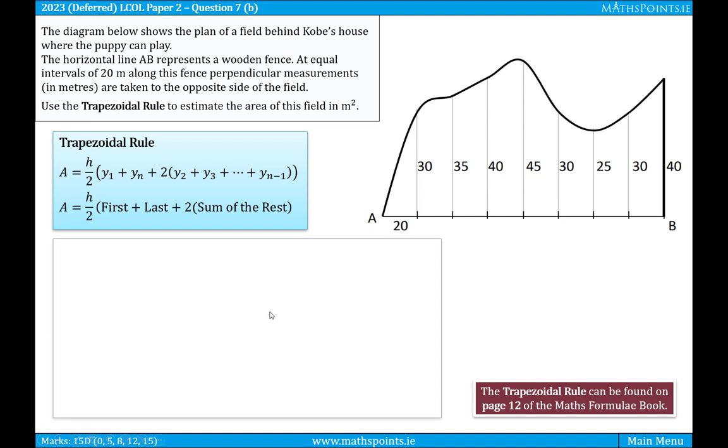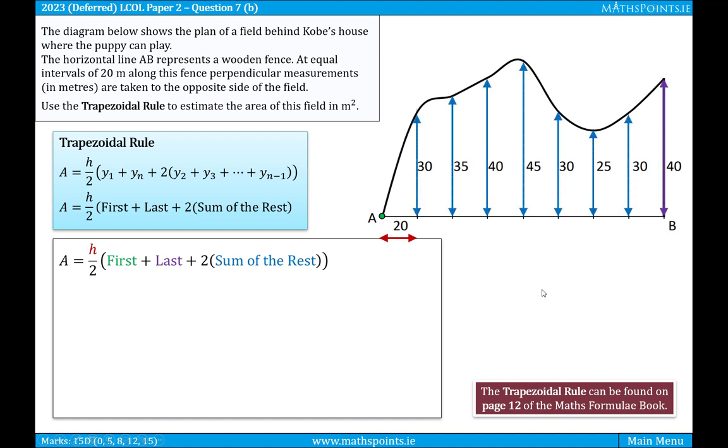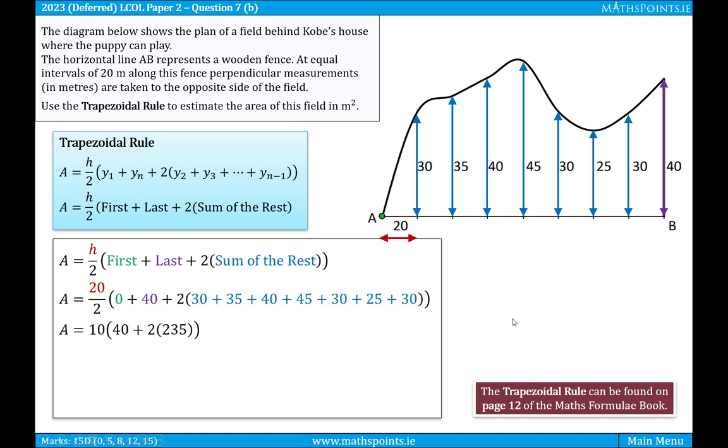So here we have our formula and we have the gap is 20, so h is 20, and then we have the first is 0, the last is 40, and then 2 times the rest. So we pop all of this into our calculator. Sometimes it's worth tidying up or doing a little bit of the work yourself. Particularly, we would have to do this, like I said, if one of these dimensions was x. So it's no harm doing the little bit of working out yourself. But if you threw it all into the calculator, we would get the number 5,100.